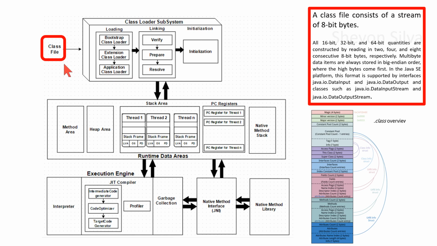A class file consists of a stream of 8-bit bytes. All 16-bit, 32-bit and 64-bit quantities are constructed by reading in 2, 4 and 8 consecutive 8-bit bytes respectively. Multi-byte data items are always stored in big endian order, where the high bytes come first.